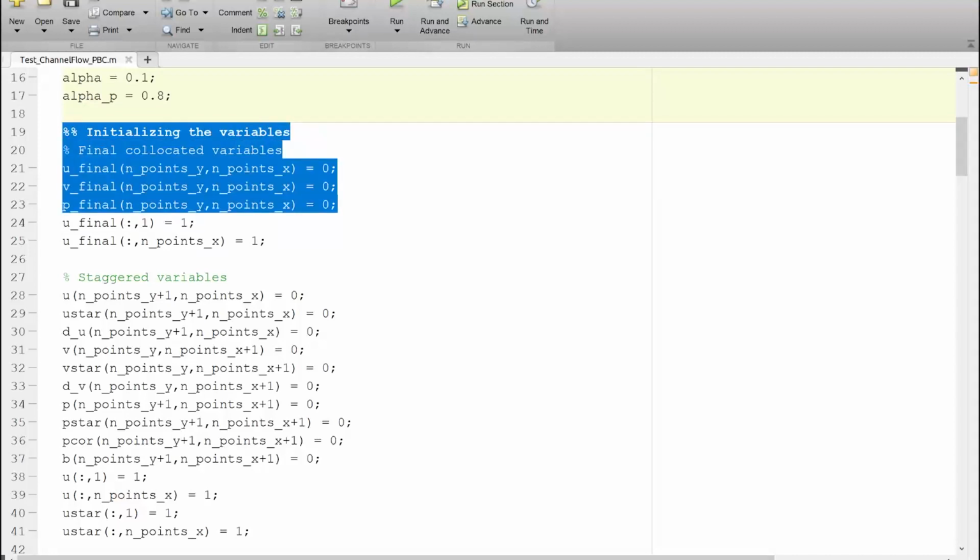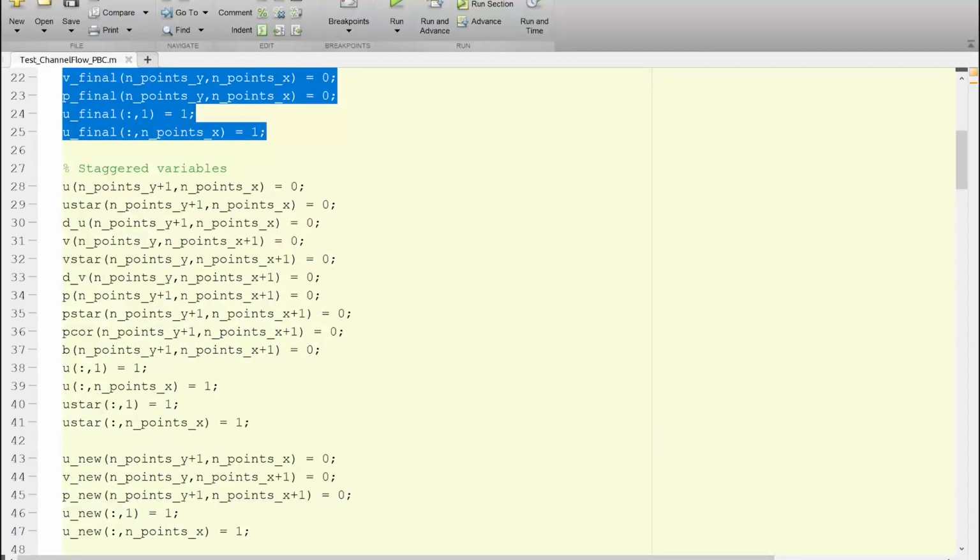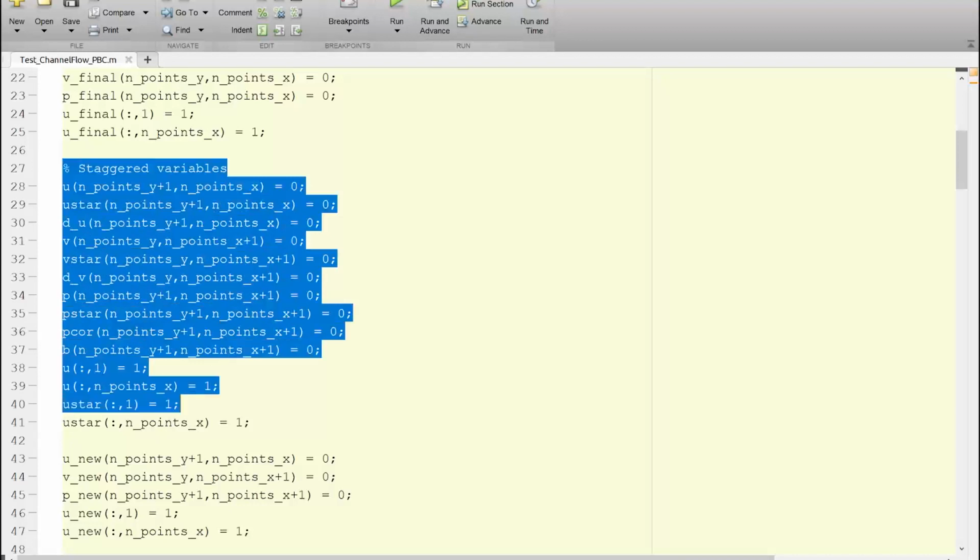We have some variables that we want to store on the collocated grid as the final solution, and we have some staggered variables that we have been typically using.